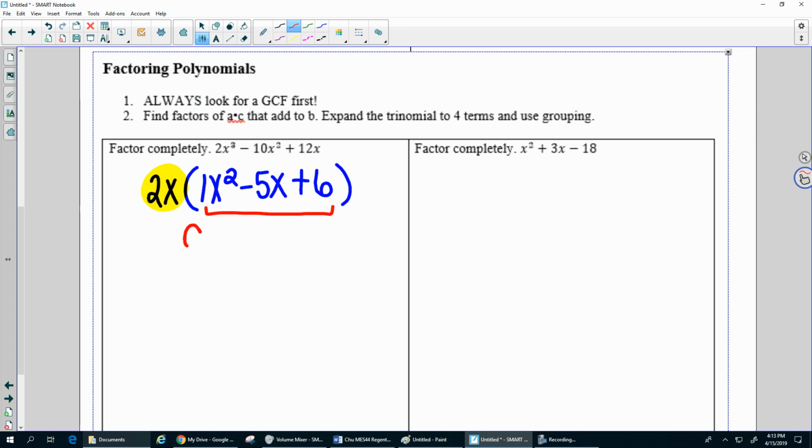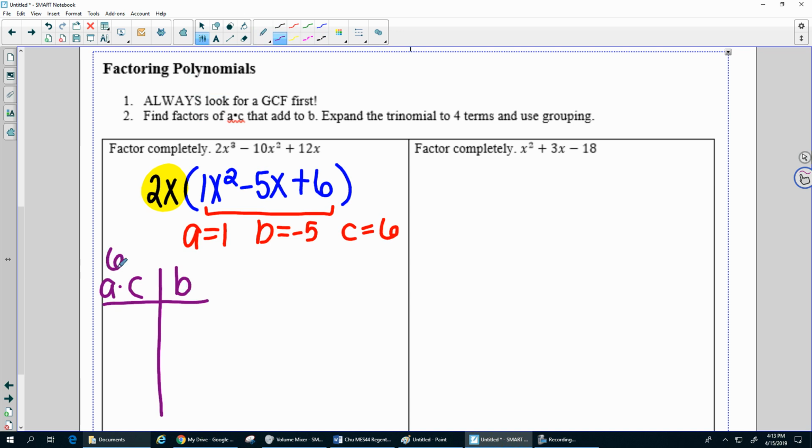Let's identify our a, b, and c. Our a is 1, our b is negative 5, and our c is 6. So you're going to make your table of a times c, and we want the number to add up to b. So a times c in this case is 1 times 6, which is just 6. And your b value is negative 5.